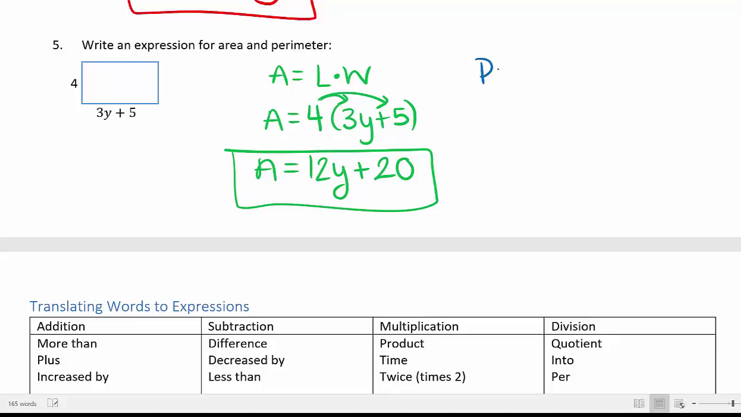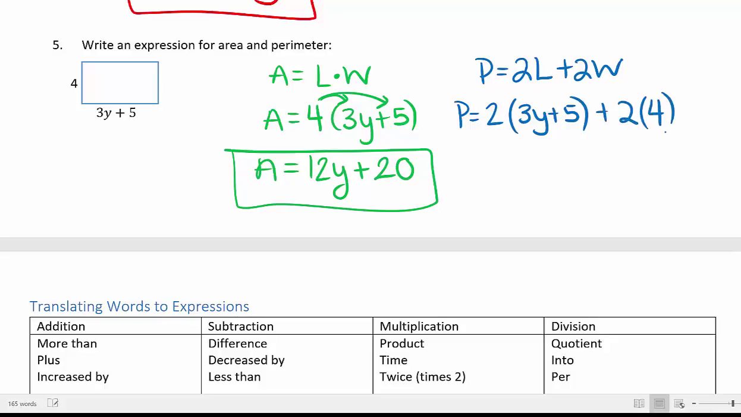Now, perimeter of a rectangle, perimeter refers to distance around. We always take 2 times the length plus 2 times the width. So if I wanted to write an expression for perimeter, I would do 2 times, let's see, the length is 3y plus 5, and then the width is 4. So there's my expression for perimeter.